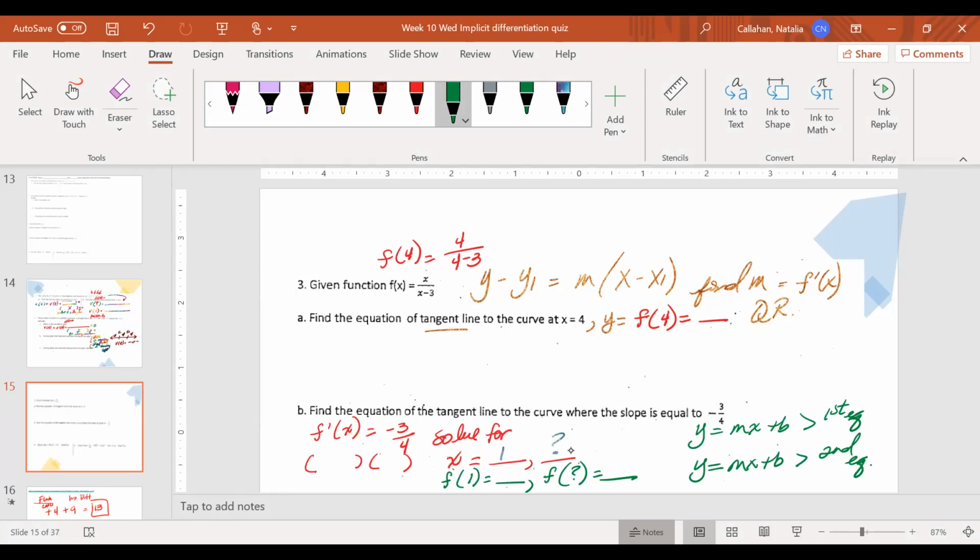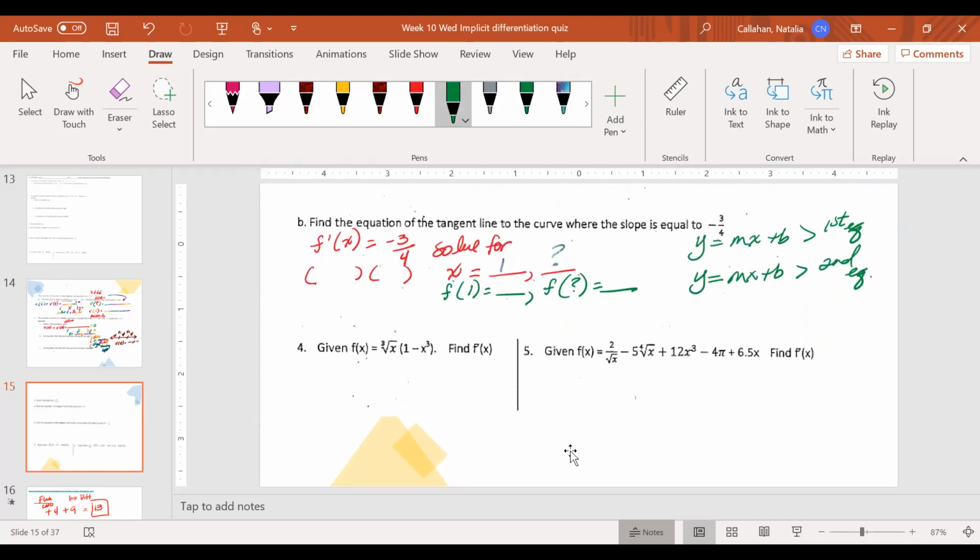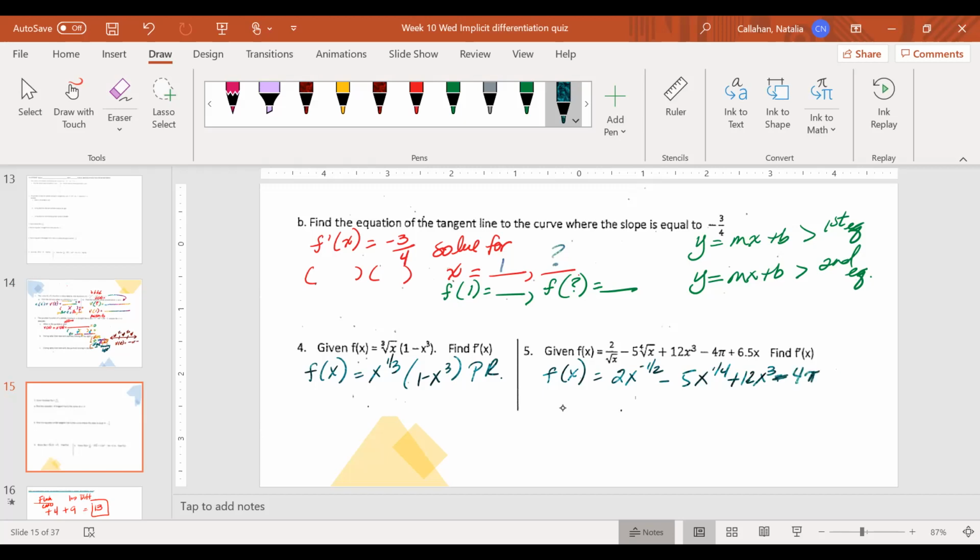Okay, then this one, it's pretty straightforward to find the derivative of this. I would just recommend that with this one, you rewrite it. So you have x to the 1/3 times 1 minus x to the third, product rule all the way. With number 5, rewrite f of x as 2x to the -1/2 minus 5x to the 1/4 plus 12x cubed plus or minus 4 pi plus 6.5x, power rule all the way.